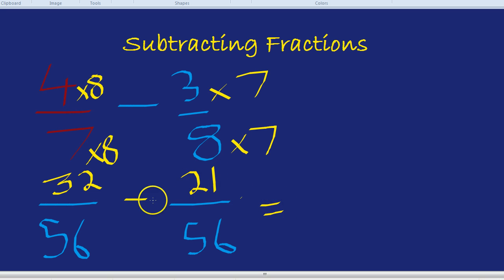Now all we need to do is minus the top lines together. 32 take away 21 is 11. So our answer is 11 over 56. Now actually, because 11 is a prime number, we know for sure that it can't be simplified any further. And if you're curious about what a prime number is, check out another one of my videos.